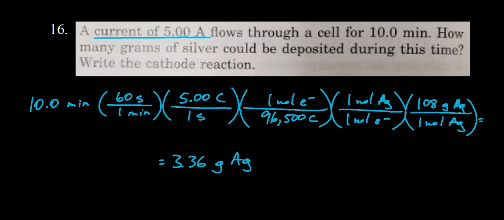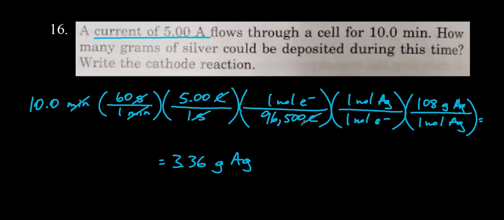I started off by converting the minutes to seconds. So 60 seconds per minute. I'm just going to cancel as I go here just to show you. So now we have the time in seconds. We're going to take the time and multiply it by the current, 5 coulombs per second. And then we're going to convert the charge in coulombs to moles of electrons using Faraday's constant. It's always per 1 mole of electrons.